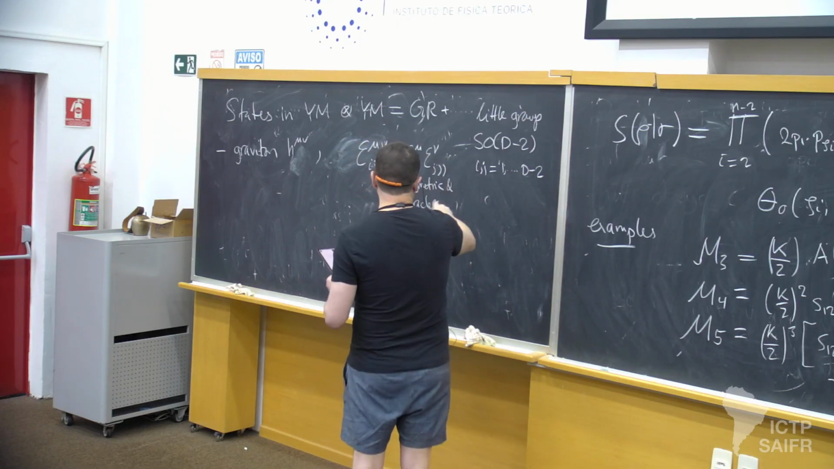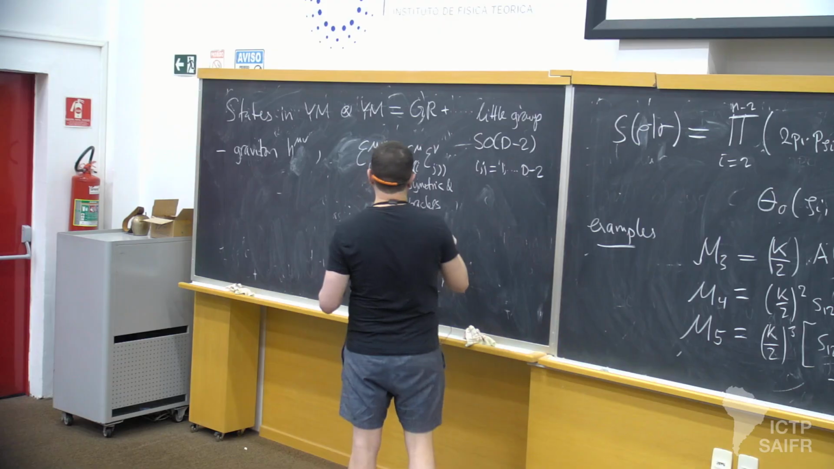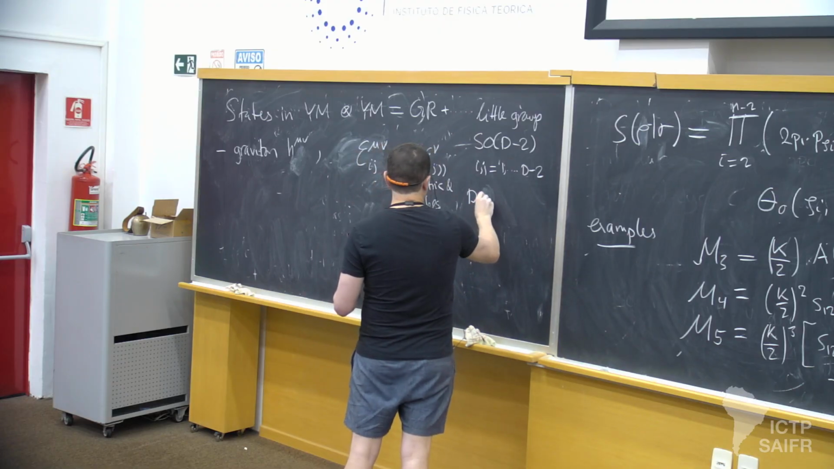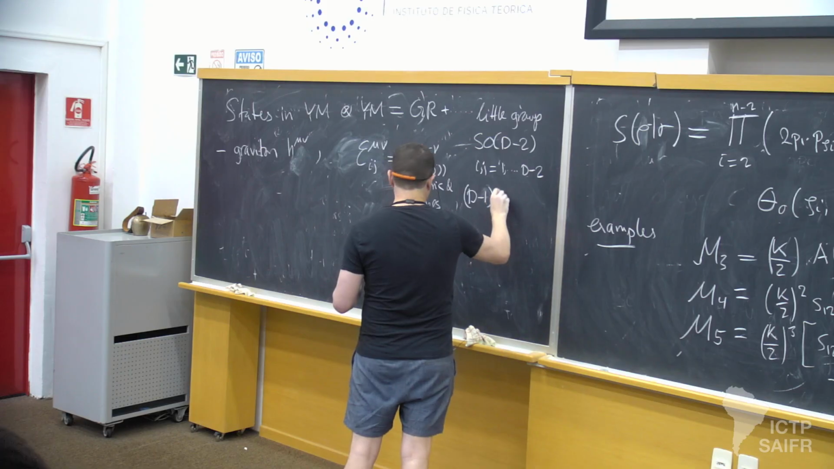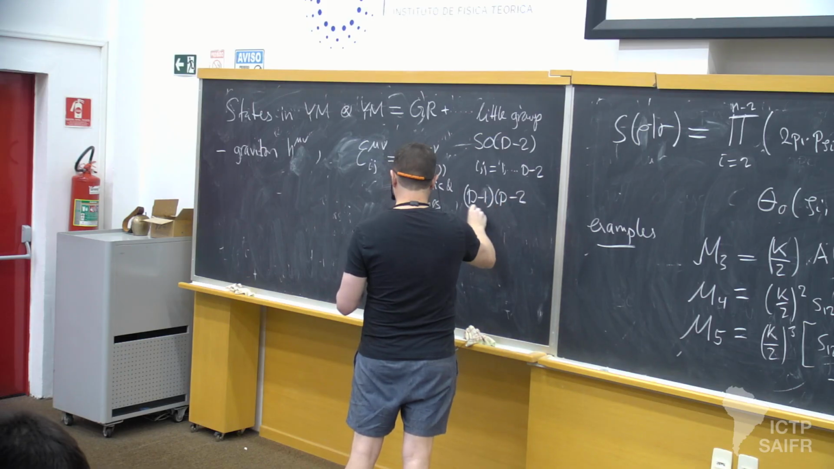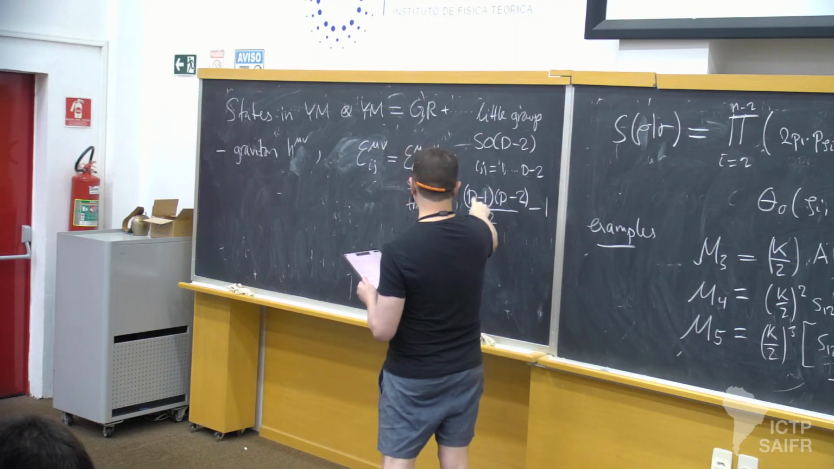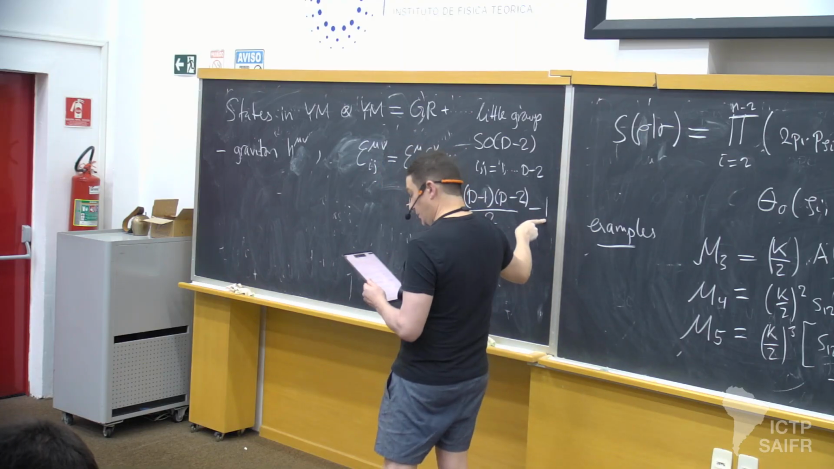And then you can count how many states there are. So there are d minus 1, d minus 2 over 2 minus 1. So this is just from a symmetric matrix, and that's subtracting the trace.